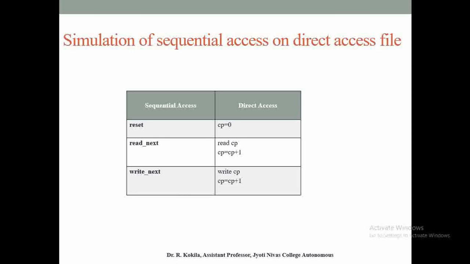Next, suppose you want to equate direct access with sequential access. In direct access also, you can move from one record to another record. If you want to rewind, CP, which is nothing but the current position, is set to 0, which means you move to the beginning of the record. If you want read underscore next as in sequential access, in direct access you can give read CP, and next you increment the CP. So you will move to the next record.